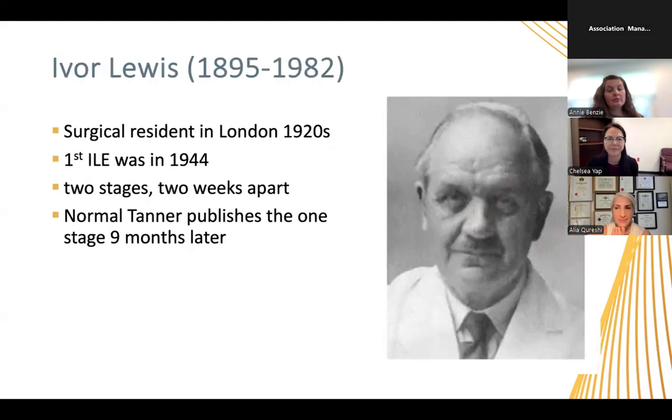And here's Dr. Gray Turner. And then Dr. Ivor Lewis here, he was a surgical resident in London in the 1920s. He performed the first Ivor Lewis esophagectomy in 1944, and it was actually a two-stage procedure where he performed the abdominal portion at one time and 2 weeks later the thoracic portion. And surgeon Norman Tanner published a one-stage esophagectomy 9 months later.